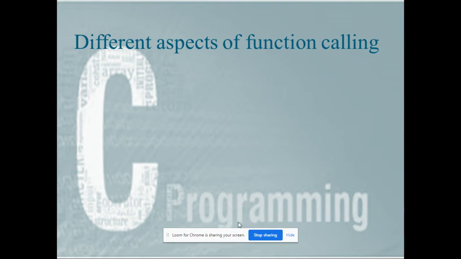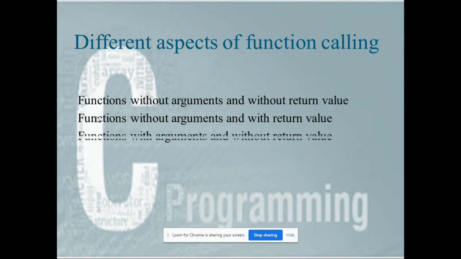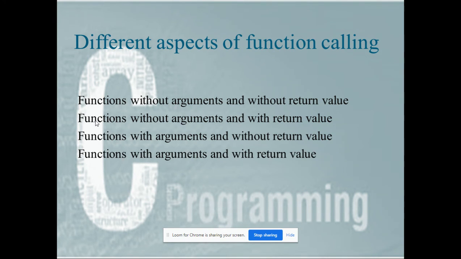Okay. So, different aspects of function calling. What are the different aspects of function calling you have? You can call a function without arguments and without return value. And then you can call a function without arguments and with return value. So these are the different aspects. So first, there are no arguments and no return value. And second, you have arguments and a return value. And third, you have arguments and no return value, and then you have both arguments and return value. All these things are the aspects of function calling.